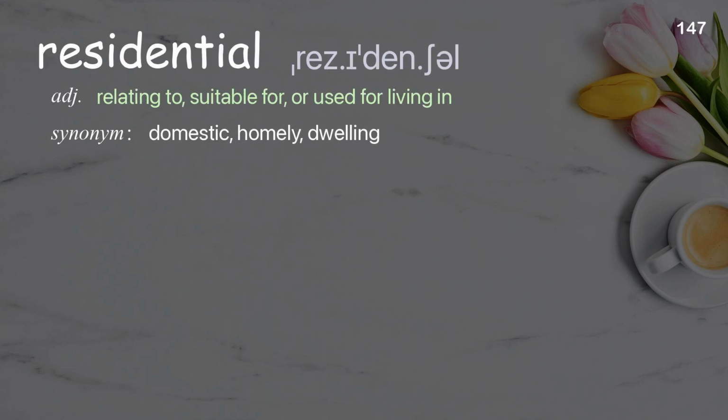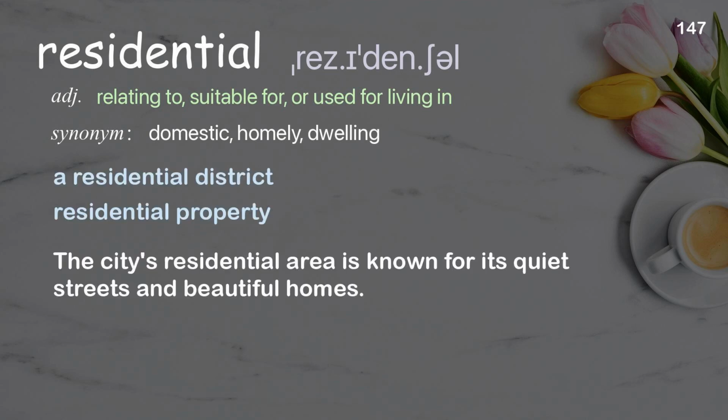Residential. Relating to, suitable for, or used for living in. Examples. A residential district. Residential property. The city's residential area is known for its quiet streets and beautiful homes.